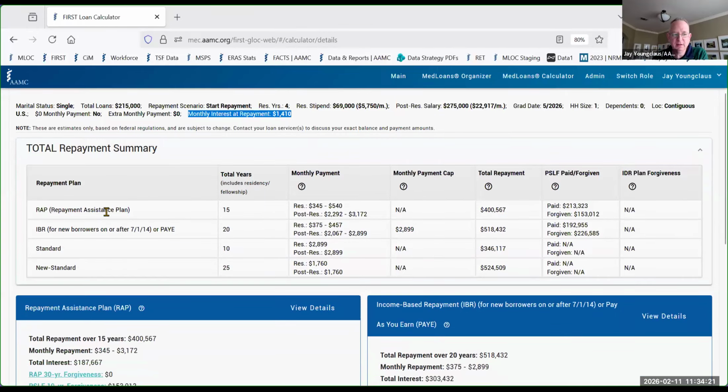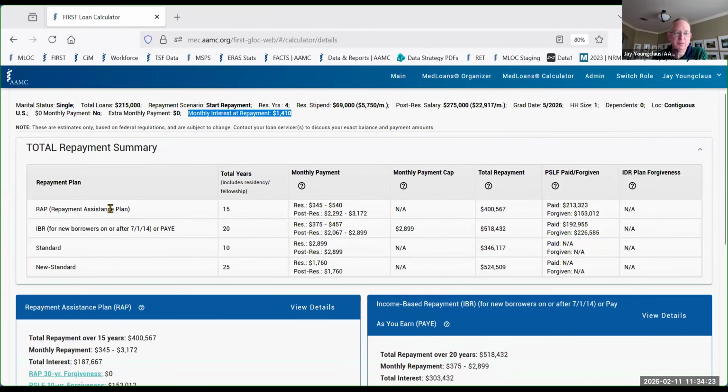And then down here, we're going to see 4 plans, the repayment assistance plan, the IBR plan, the standard plan, and the new or the tiered standard plan. These are the plans that were introduced in the federal legislation that passed last July 4th of 2025. Really a fundamental change in student loans where Grad Plus went away and these 2 new plans were introduced. We're putting these new plans in here because these are the most common plans going forward.